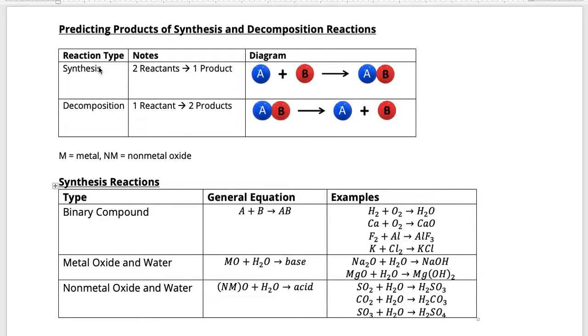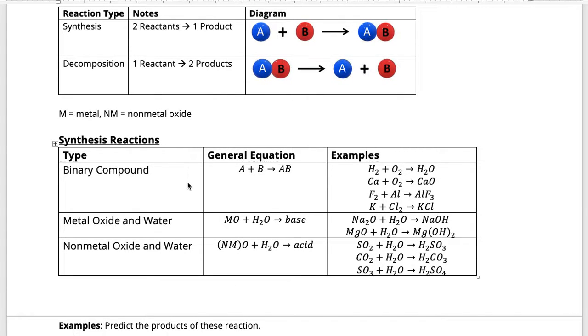Okay, so just a review here, synthesis reactions. Synthesis creates, right? So we're going to have some reactants. In our examples today, we're going to have two reactants. You could have some scenarios where you have more, but we are going to have two reactants. They're going to come together and create one product. And then the opposite reaction, decomposition, to decompose, to break down, that's where you have one reactant and it breaks into pieces. Here's a visual as well.